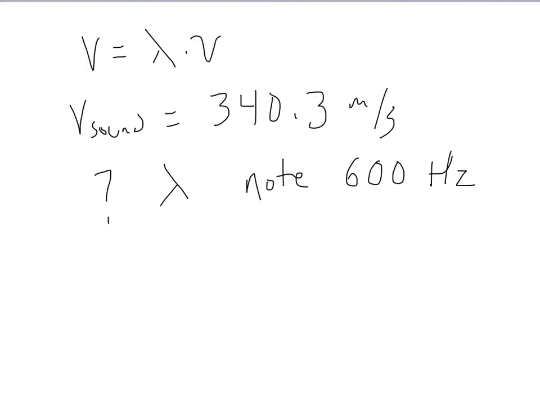So why don't you pause this for a moment. You can hit pause and then see if you can solve that, and then come back and we'll give you the solution.